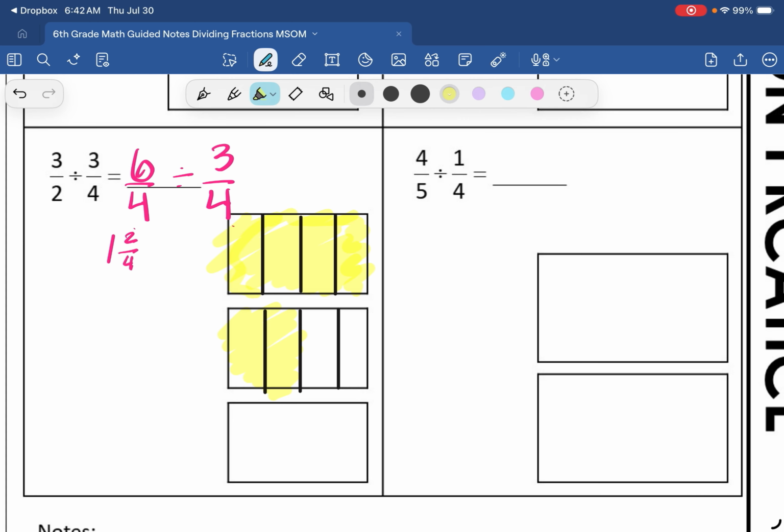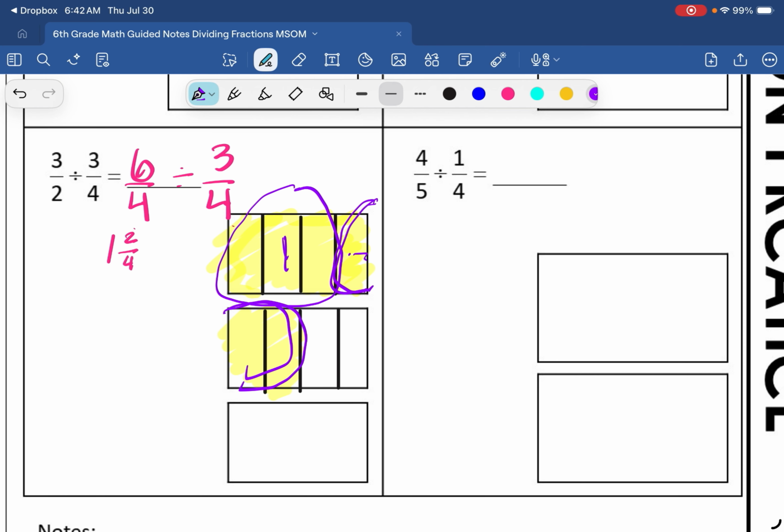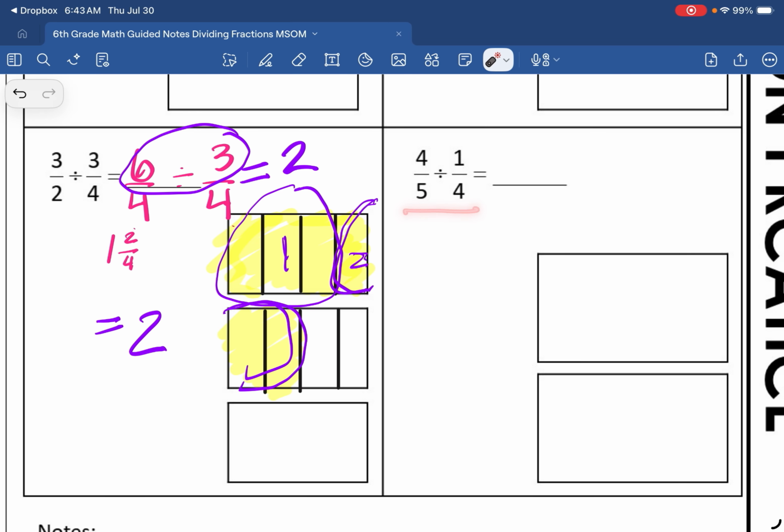Now divided by 3/4 means how many groups of 3/4 are in 6/4. So let's circle. Here's one group of 3/4, and then another group of 3/4 would be this plus this. That's one group. And so we have one group, 2 groups. So 6/4 divided by 3/4 equals 2. Let's do that using the algorithm. So 6 divided by 3 equals 2. It's right both ways.